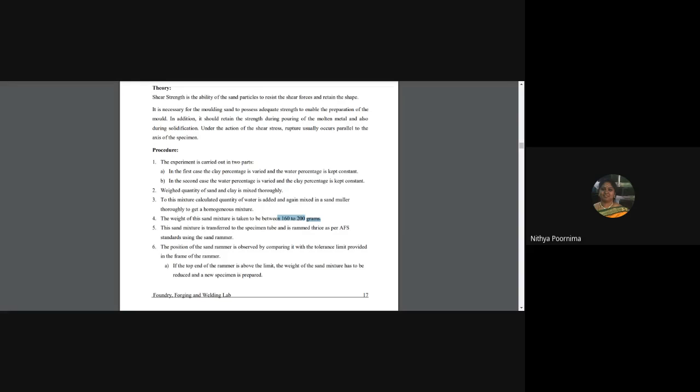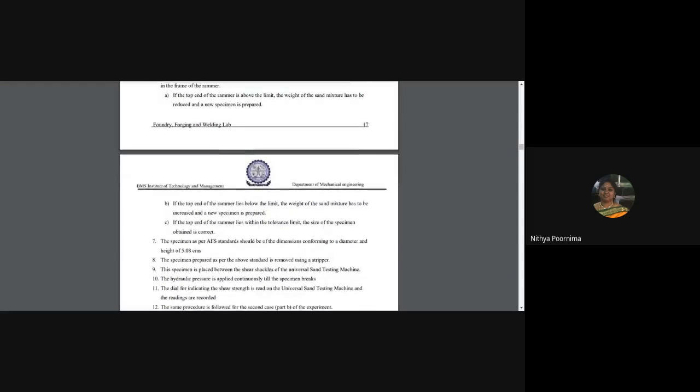Then you need to ram it in the AFS rammer 3 times like the conditions before. If it is above the limit, you need to discard the sample. If it lies below the limit, you need to discard the sample. But if it lies within the tolerance limit, you accept it. The standard specifications required for the shear experiment are a diameter of 50 and a height of 50.8 millimeters, that is 5.08 centimeters. This specimen will be prepared according to the stripper that we use.